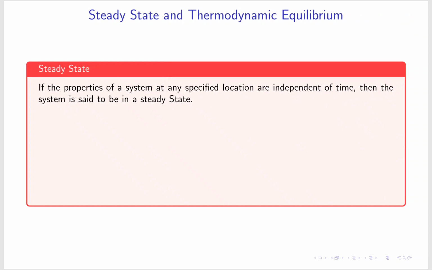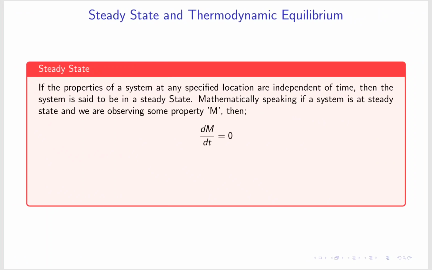If the properties of a system at any specified location are independent of time, then the system is said to be in a steady state with respect to the property. Mathematically, at a steady state, if we are observing some property, let's say m, then when we take the time derivative of m, we find it to be 0. That is, dm/dt is equal to 0. So, the property is unchanging with time.